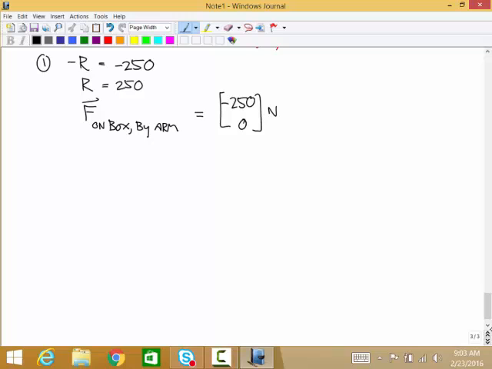Okay, so the next thing we have to talk about is pulling contact, pulling force. And mainly we're going to think about these in terms of cables.